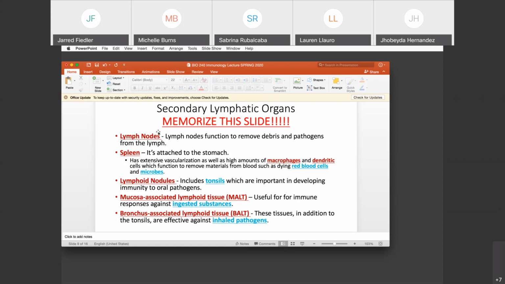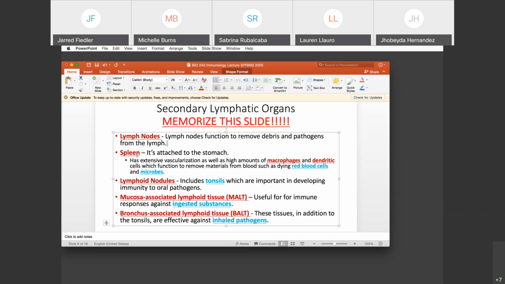All right, so let's talk about secondary lymphatic organs, and we have quite a few of them. I summarized nicely the things you need to know for each. The first one is your lymph nodes. The primary function of lymph nodes is to remove debris and pathogens from the lymph. We have several, and the nodes are all over our body, sporadically, for example in our armpits. That's a good area where you'll see a lot of lymph nodes.